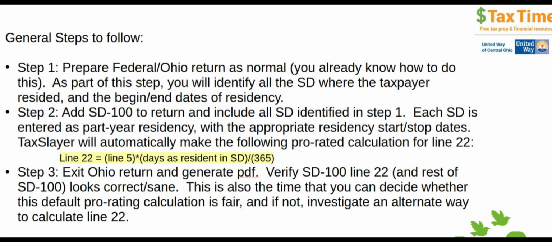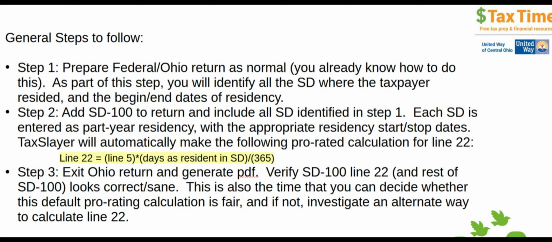In step 2, we'll add the SD100 to the return, and we will include all the school districts that were identified in step 1. Each of these school districts will be entered as a part year residency with the appropriate start and stop dates. When we do this, TaxSlayer will automatically make a prorated calculation for line 22, which is based on line 5 times the prorated amount of time that the taxpayer spent in that school district.